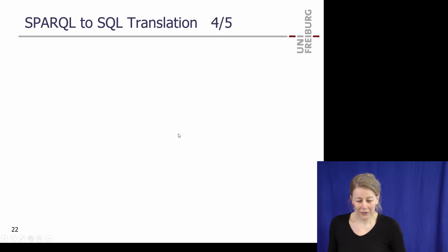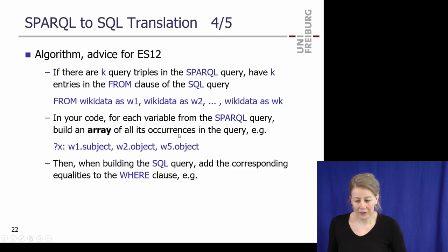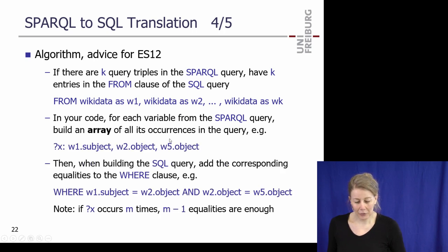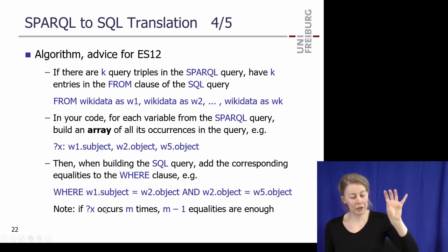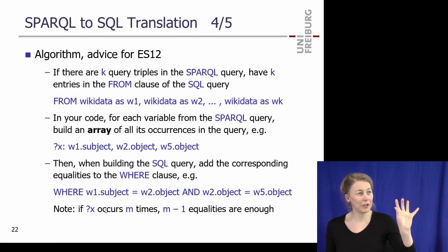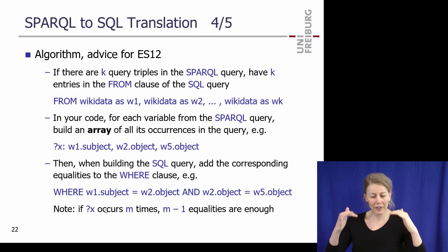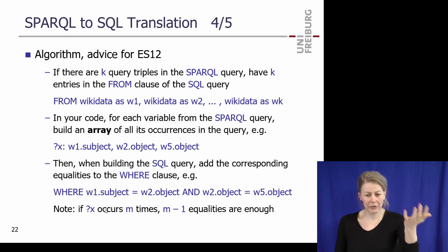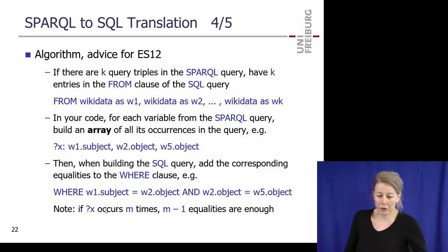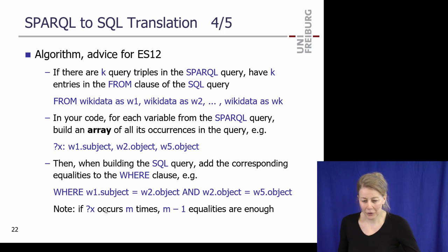Yeah, this is actually what's written here on the slide. So if a variable occurs m times, you need m minus 1 equalities. And it also makes sense for the border case. If a variable just occurs once, you don't need any condition. So you can check this out when you do the exercise. If you have a very simple SPARQL query where it's just one triple, each variable mentioned once, you don't need any AND condition. It just works.